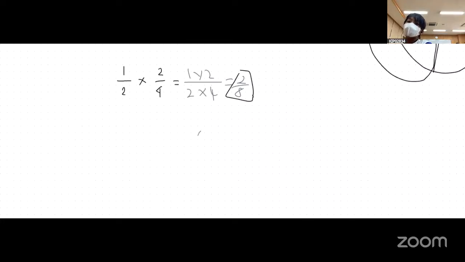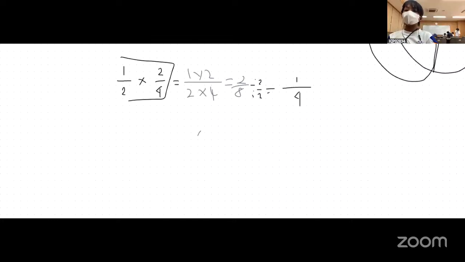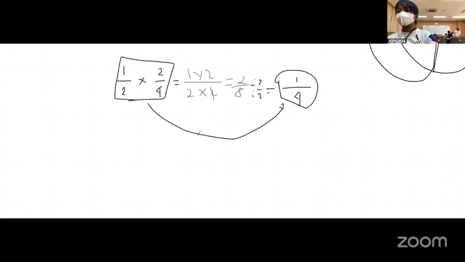So if we divide this by 2 and 2, what is our final answer? 2 divided by 2 is just 1, and 8 divided by 2 is just 4. So for this problem, this is the final answer. Is it a bit clear now or a bit confusing? A bit confusing. Need another example?